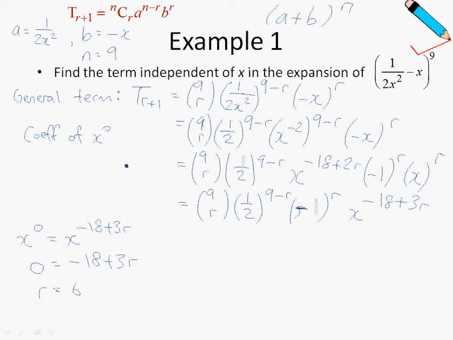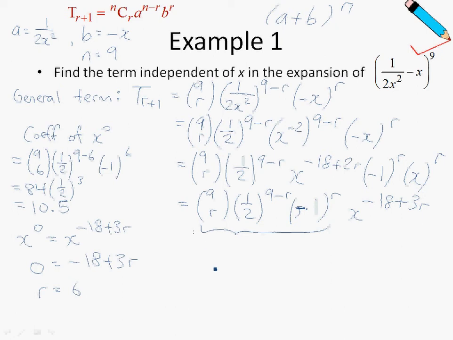Okay, and so the coefficient that we want, coming back to here, the coefficient of x to the power of 0 will just be 9 choose 6, because I've just substituted r equals 6 into this expression over here. So 9 choose 6, half to the power of 9 minus 6, minus 1 to the power of 6. If I were to simplify this, I can use a calculator to help me. So 9 choose 6 is just 84. 84, half to the power of 3. Negative 1 to the power of 6 is just 1. If I simplify this, the coefficient that I want is just 10.5.